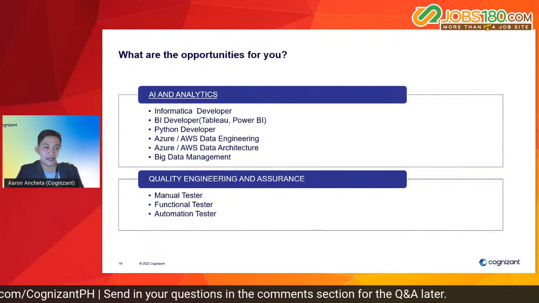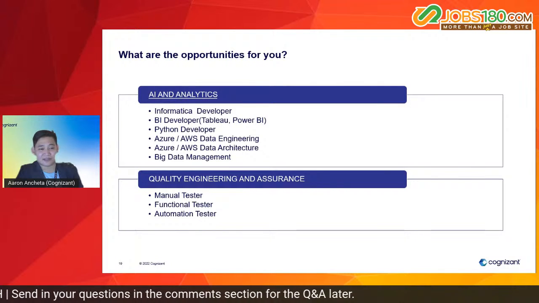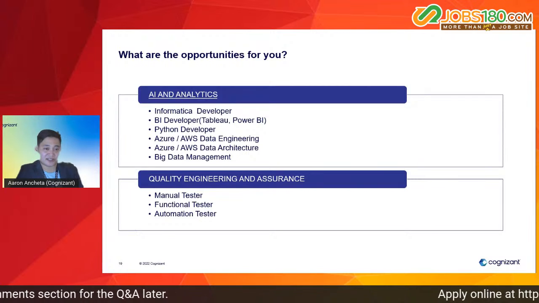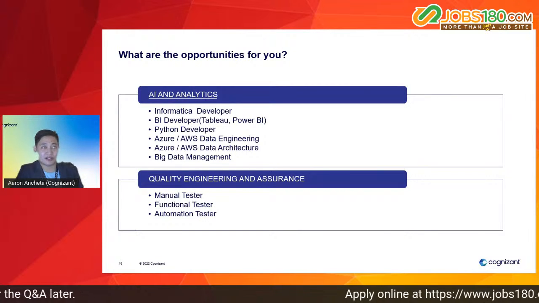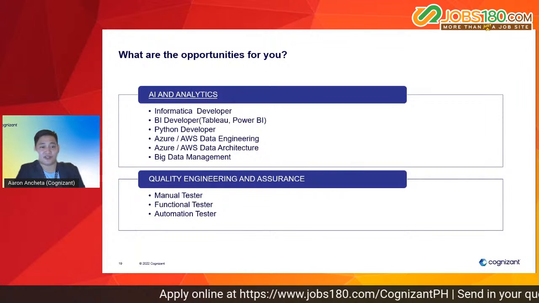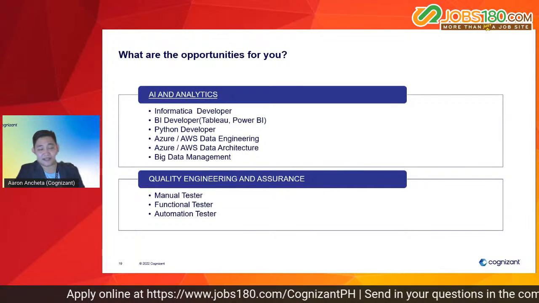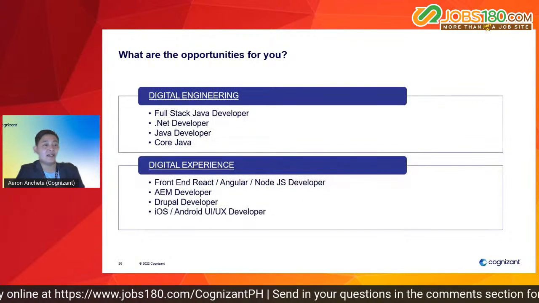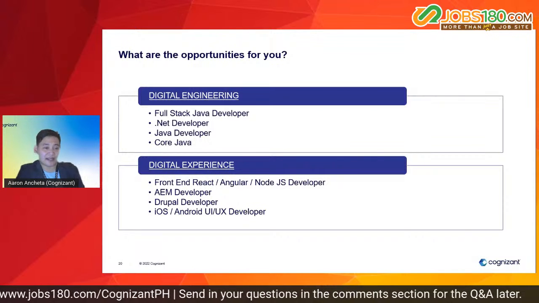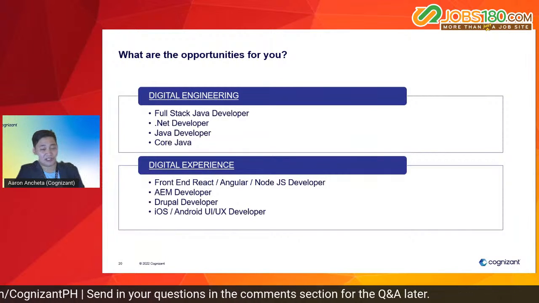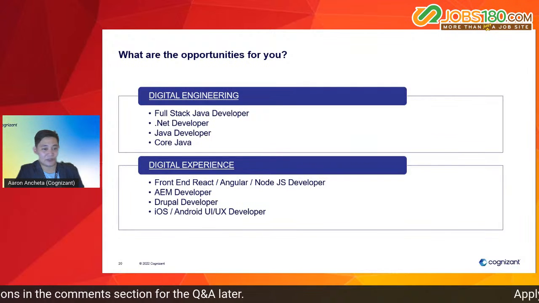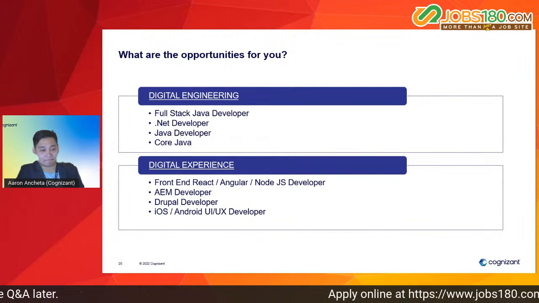We have AI and analytics, so data warehouse developers, Azure or AWS data engineers and data architects and ETL developers. Quality engineering and assurance, we have manual testers, functional testers, and automation testers. For digital engineering, we have back-end Java developers, and for digital experience, we have front-end developers for React, Angular, Node.js, and even for Drupal and mobile development.